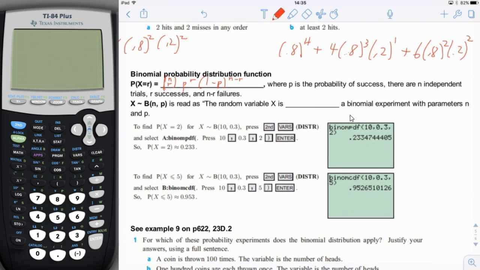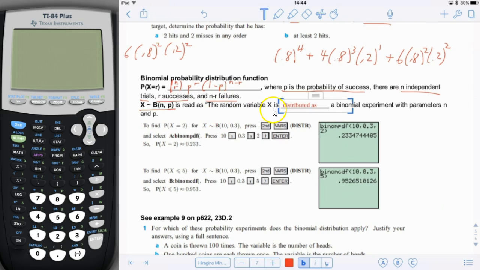Here it specifies that p is the probability of success, n independent trials, r successes, and n minus r failures. This notation here, big X, tilde, capital B, n, comma p, is read as the random variable big X is distributed as a binomial experiment with parameters n and p.